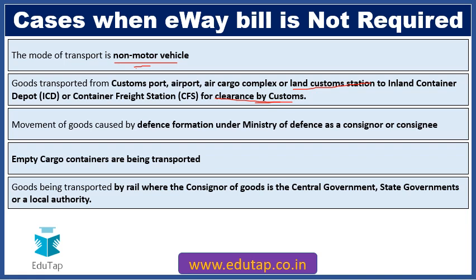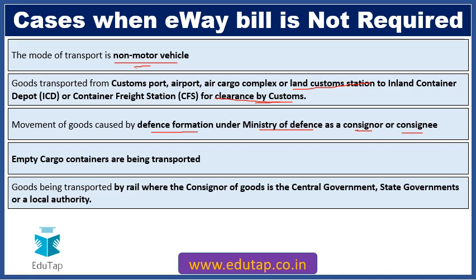Suppose the inland custom house is in Madhya Pradesh. So the goods are going to be traveling from Mumbai to Madhya Pradesh, say Bhopal. This movement of goods would not require an e-way bill because it is simply under the domain of the customs as of now. Further, if the movement of goods is being caused by a defense formation under the Ministry of Defense as a consignor or consignee, no e-way bill is required.